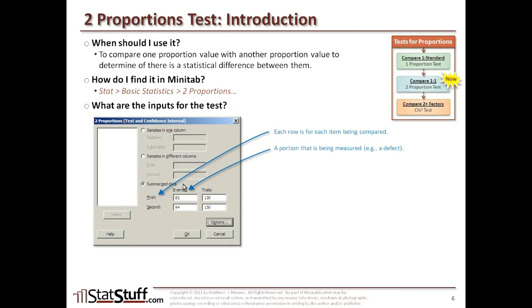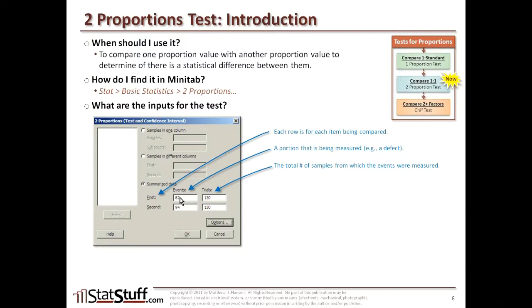And then what's going to be represented here under the events for each of the first and second rows are the number of errors or defects or whatever the portion is that you're going to be measuring and comparing between the 2 groups. And then the trials represents the total number of samples for each of those things you're going to be comparing. So what you're comparing in this case is 82 particular events, like defects or non-defects, out of the 130, compared to the proportion down here of 94 events among the 130. So the proportion is 82 out of the 130 versus 94 out of the 130. You're trying to compare the difference.